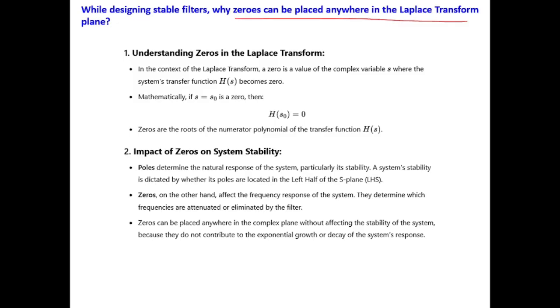In the case of a pole, there was an increase in the amplitude at that particular frequency, but in the case of zeros, it will be 0. That means it will remain bounded. So we can place zeros anywhere on the Laplace plane, but we cannot place poles on the imaginary axis or on the right half of the s plane. This you should keep in mind.